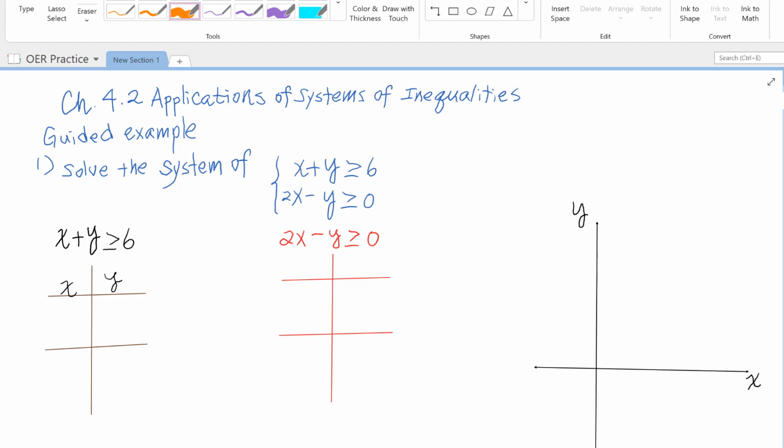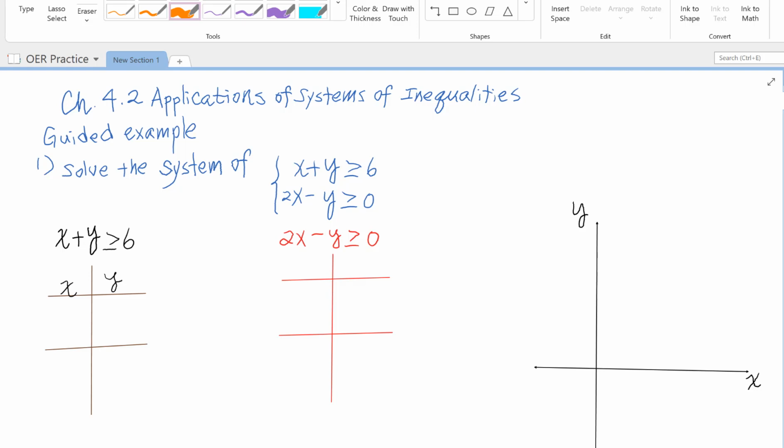Guided example, chapter 4.2, applications of systems of inequalities. Guided example number 1, solve the system of inequalities. First inequality: x plus y greater than or equal to 6. Second inequality: 2x minus y greater than or equal to 0.